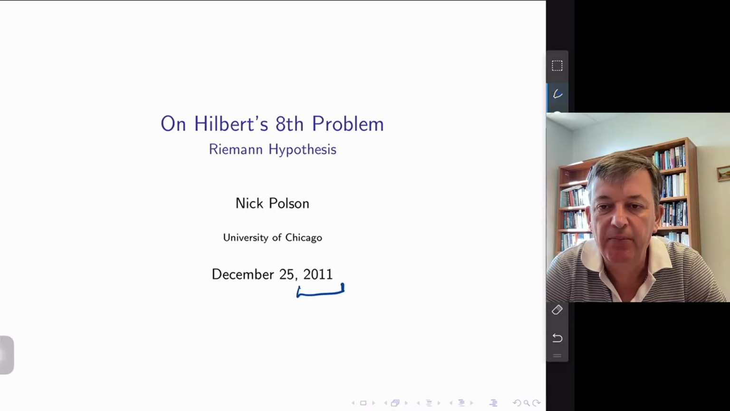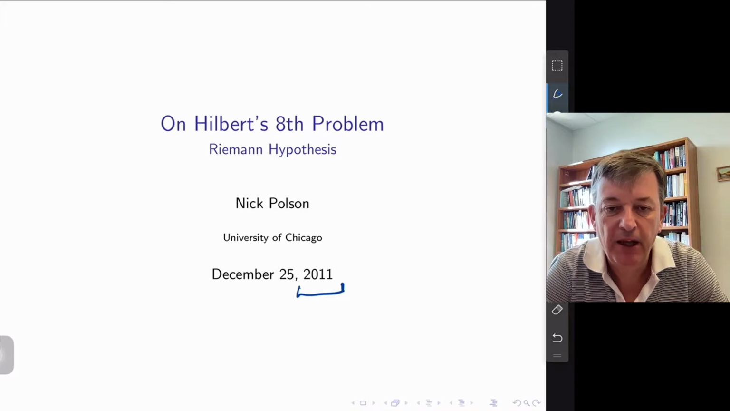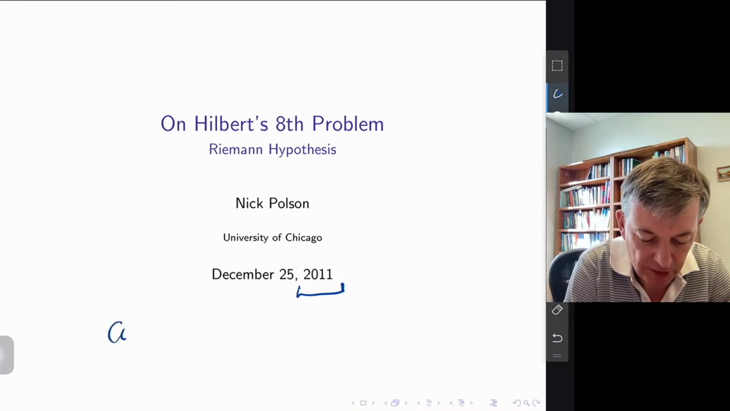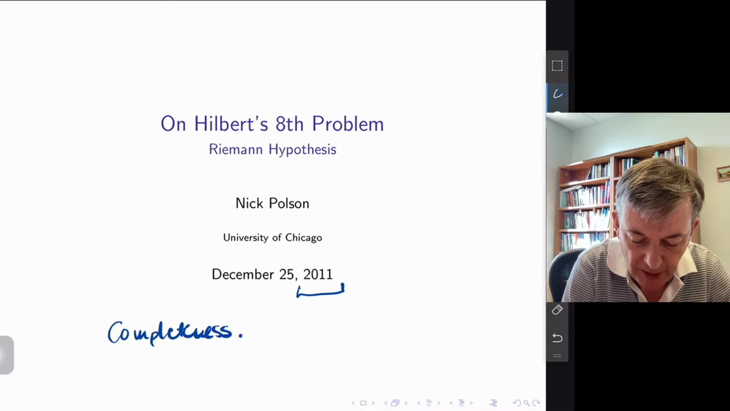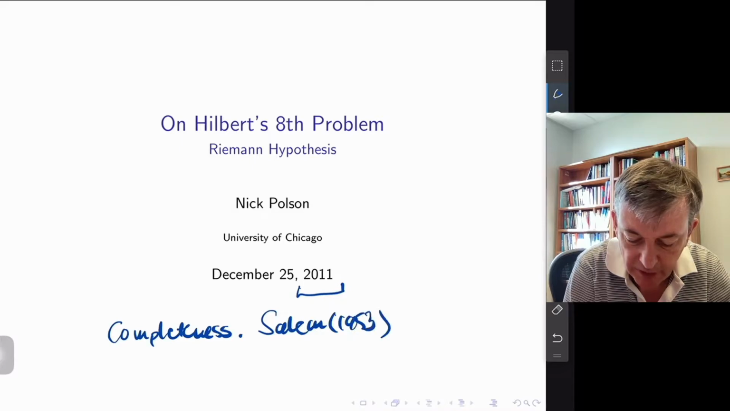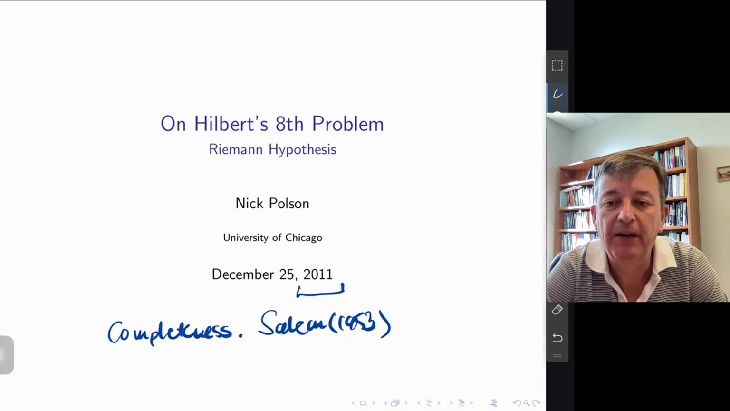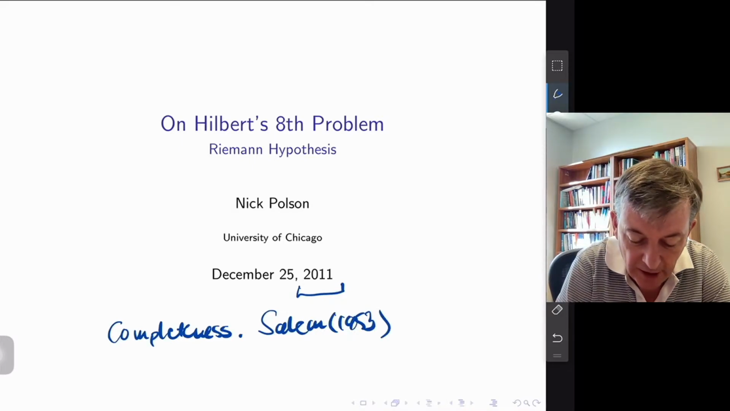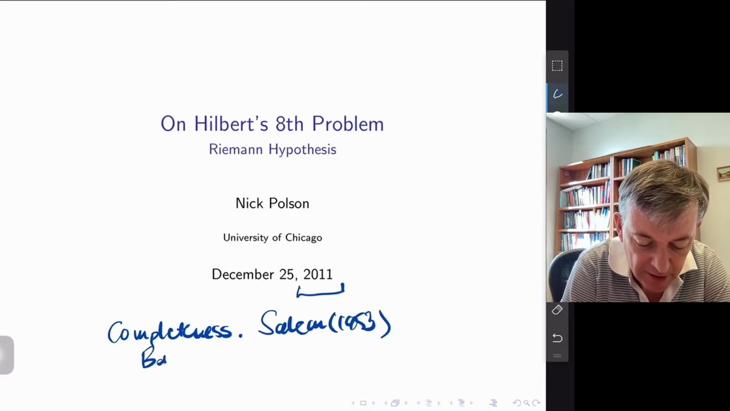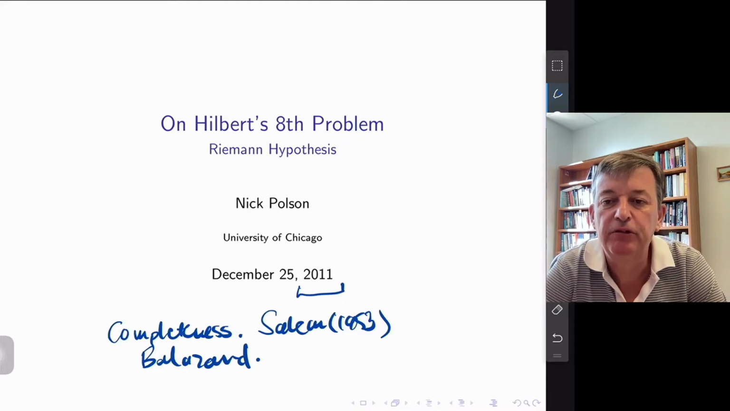And he gave me a paper by Jack Good and Churchhouse. And from then, I found a literature on completeness, and a paper by Salem in 1953, and we'll talk about that later. A recent summary of the completeness approach to Hilbert-Pólya's problem is given by a nice paper by Balazard.